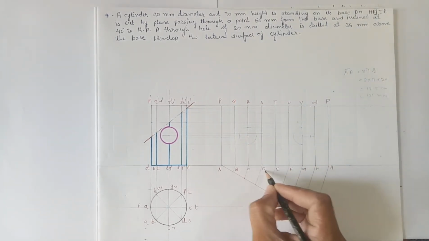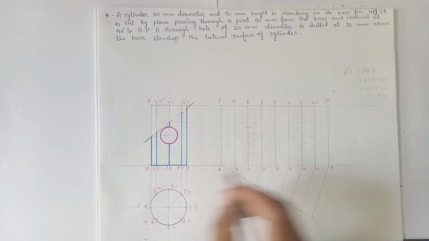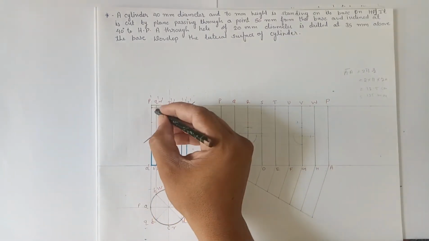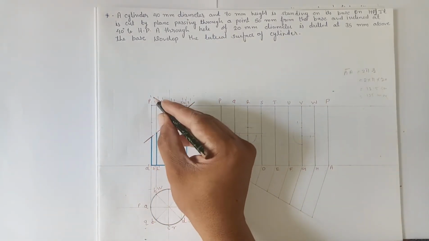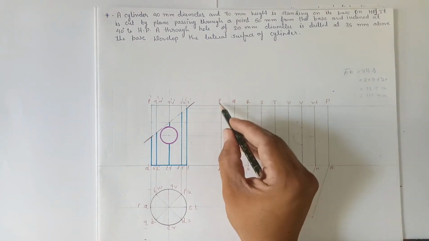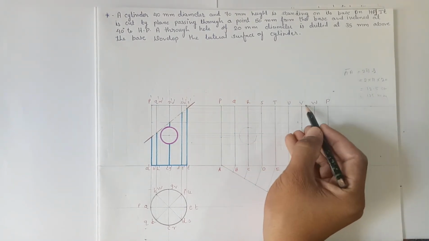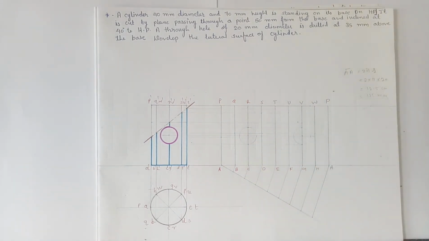A, B, C, D, E, F, G, H, A. We are opening the cylinder from the generator AP. So AP, P, Q, R, S, T, U, V, W, and P. So this is the basic surface development of the cylinder.